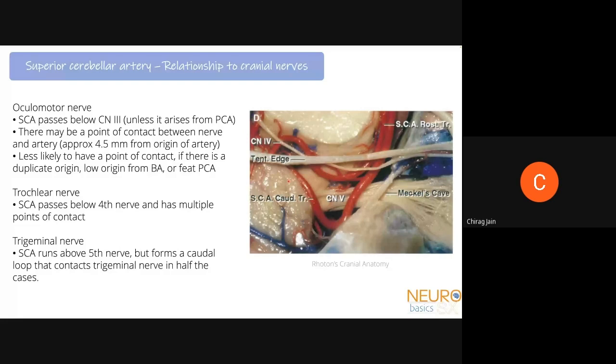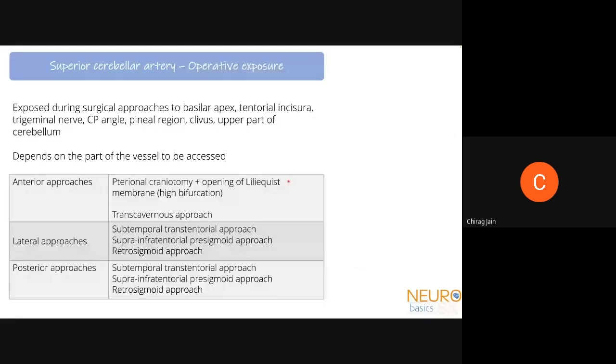So how can we approach and access the different areas of the superior cerebral artery? The superior cerebral artery can be accessed in different approaches to the basilar apex, to the tentorial incisura, to the trigeminal nerve, to the CP angle, to the pineal region, to the clivus and the upper part of the cerebellum. So all of it depends on what are the different areas of the vessel you want to access. If you want to access the anterior segments of the SCA, you would use an anterior approach.